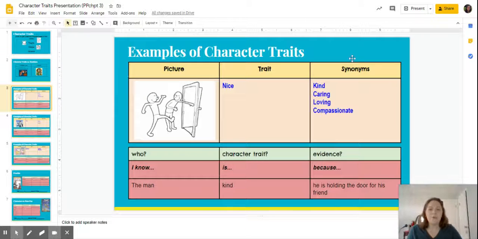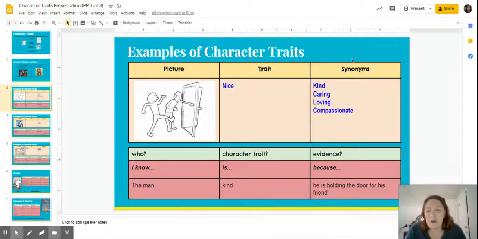So we're going to take a look at a few pictures, and I want you to think, how would you describe one of the characters in this picture? So for example, in this first picture, I see a man holding a door for somebody else. Now, based on that action, I would say that he's very nice. Now, a synonym or words that mean the same thing as nice could be kind, caring, loving, compassionate. Those words all kind of mean the same thing. So I could say, I know the man is kind because he is holding the door for his friend.